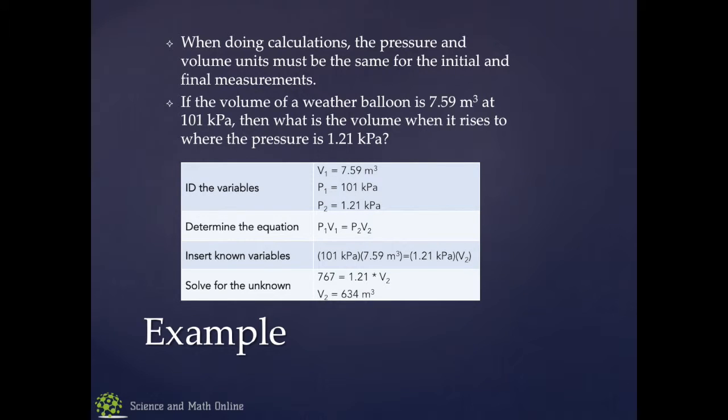Unit-wise, once again, the units are going to match up. As long as you're consistent with your pressures, your volumes are going to have the same unit. So the units are going to be meters cubed in this case. So do your math and you get 634 meters cubed, which is huge. That's a very, very large balloon by the time it gets to the upper atmosphere. And so that's an example of how to run through Boyle's law.